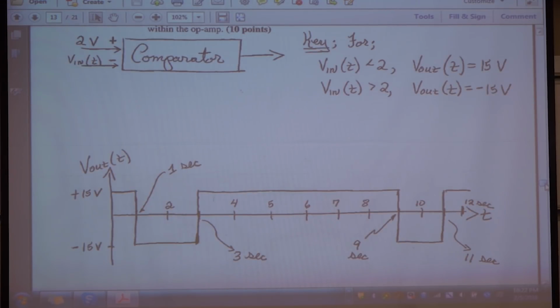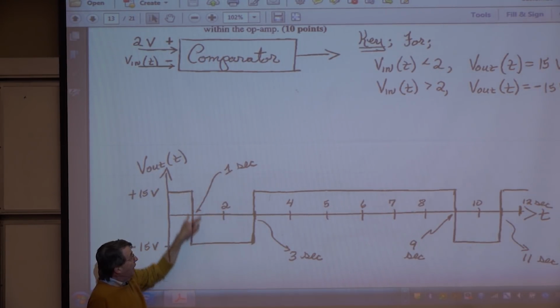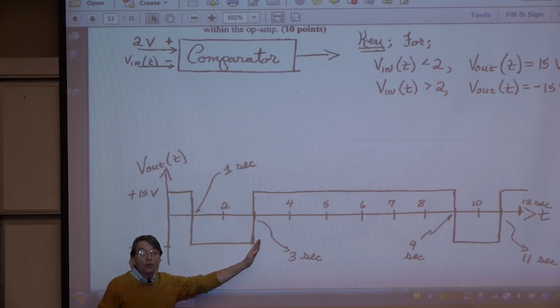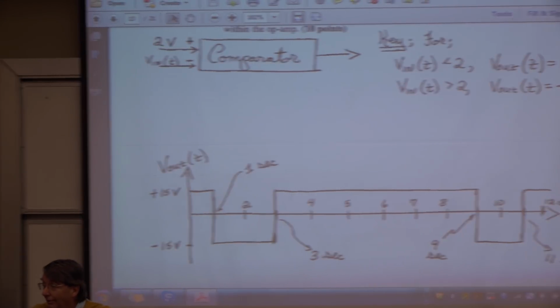So notice, when I'm less than 2 volts, the output is positive. That's the first second. And then from seconds 1, 2, up to 3, I'm greater than 2, so the output becomes minus 15. And you just keep going along. How did we do?